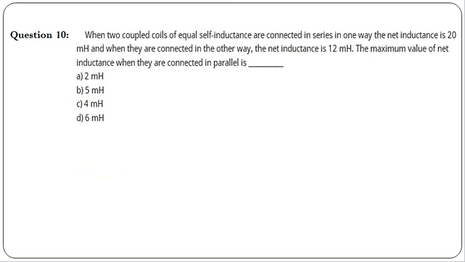Now next question is, when two coupled coils of equal self inductances, it means L1 is equal to L2, and suppose it is L, are connected in series in one way, the net inductance is 20 millihenry, and when they are connected in the other way, the net inductance is 12 millihenry. It means एक बार अगर हम उन्हें connect करते हैं तो net inductance 20 millihenry आ रहा है. It means 20 is greater than 12, so this will be the series aiding because this value is greater.